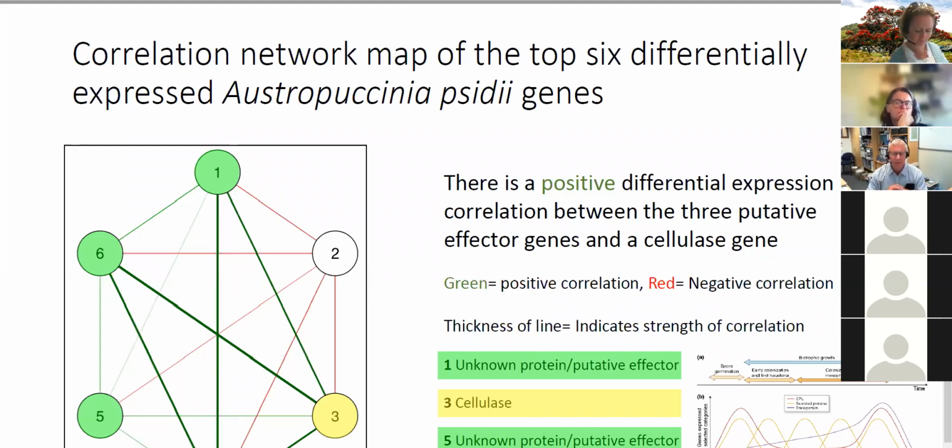So we've got those 3 effectors, and we've also identified this cellulase. Now most of them have got strong green lines linking them. That means they're in positive correlation, a good, strong correlation. So that means they're all fluxing or changing at the same time. So they're all going up and they're all going down at the same time. And the numbers actually reflect the order they came out on the differential expression.